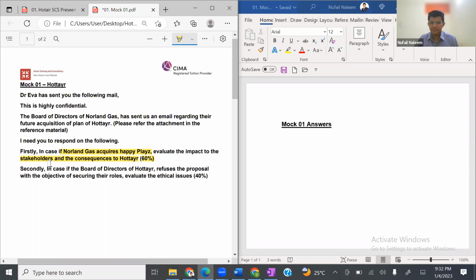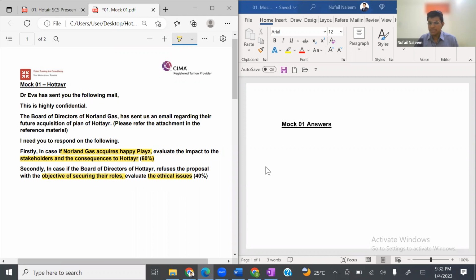60 marks. And secondly, in the case if the board of directors of Hottayr refuses the proposal with the objective of securing their roles, evaluate the ethical issues also. That means here they are refusing, just to protect their position in the board. So ethical issue, and here, if I am not mistaken, students, the impact to the stakeholders.